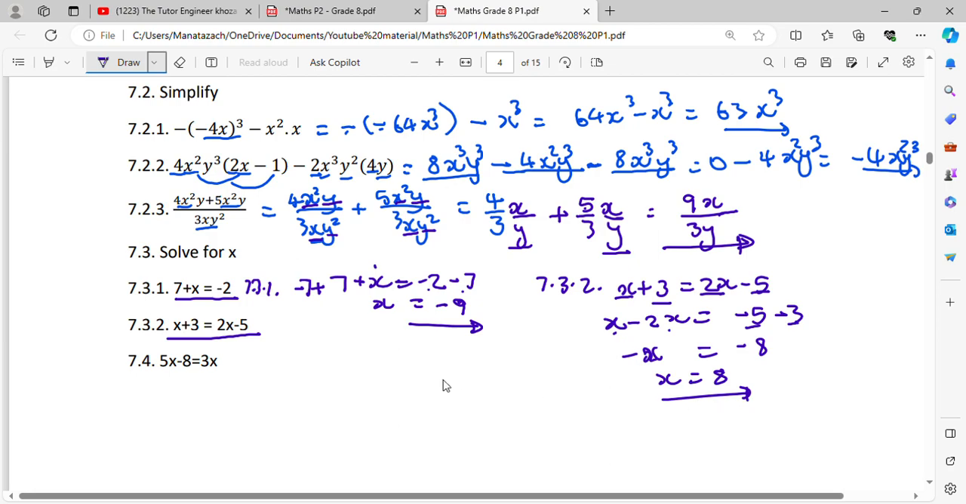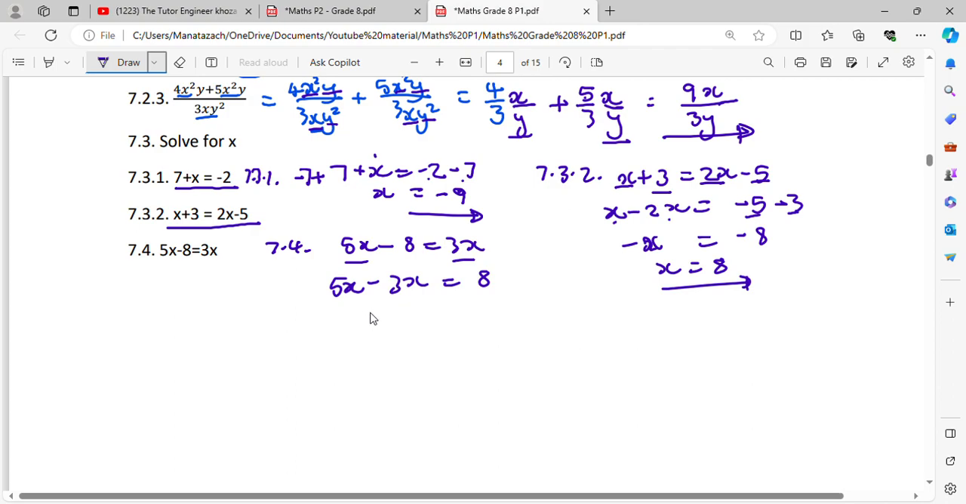Okay, so let's do finally 7.4. Let's write here 7.4. You have 5x minus 8 is equal to 3x. Let's put the like and the like together. 5x is like 3x. And then you'll have 2x is equal to 8, and then you divide both sides by 2, then your answer is 4.